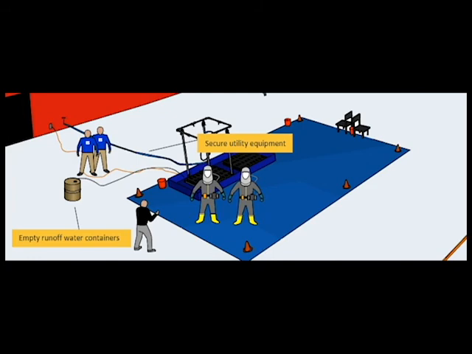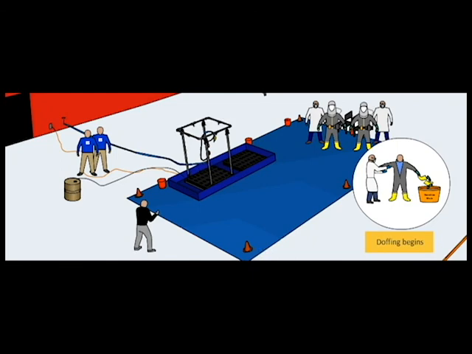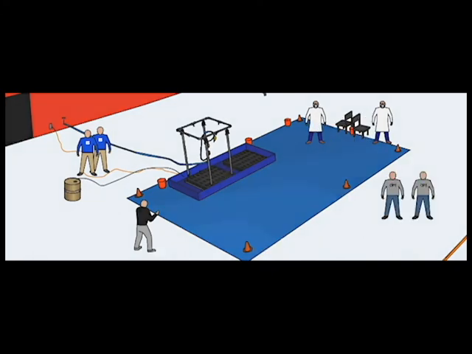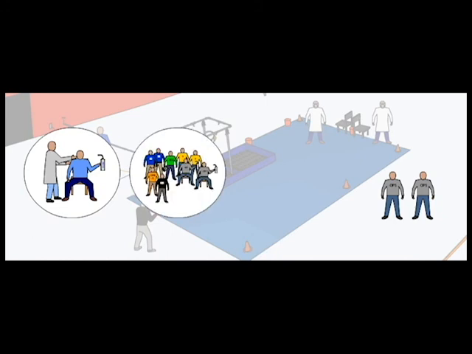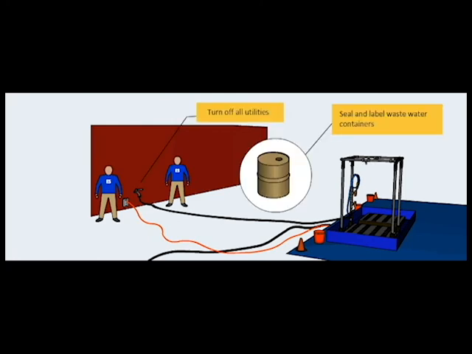They should then perform self-decontamination, present to the doffing area, and begin removing their PPE with the assistance of suit support. Once PPE is doffed, the operations team enters the hospital for post-incident vital signs, debriefing, and showering. Equipment support should be sure all utilities are turned off and the wastewater collection containers are sealed and labeled before reporting for the debriefing.